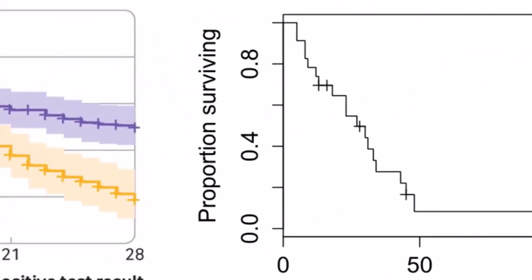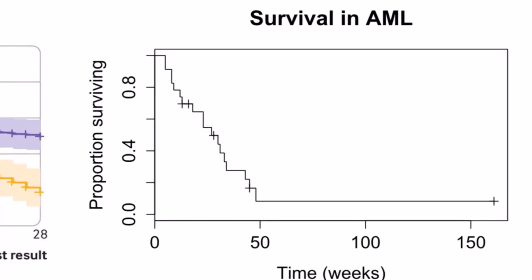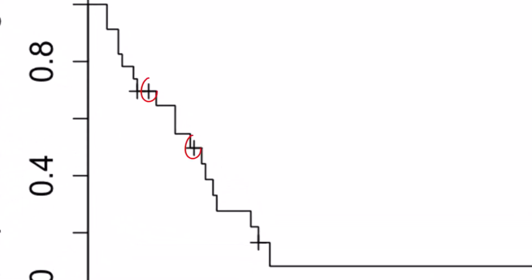Another example, survival in acute myeloid leukemia over weeks. Notice a dramatic drop in survival with many patients not surviving past 50 weeks, maybe 90%. Those patients that do survive past 50 weeks also survive to 150 weeks. Notice again the tick marks on some of the horizontal lines that denote censoring.